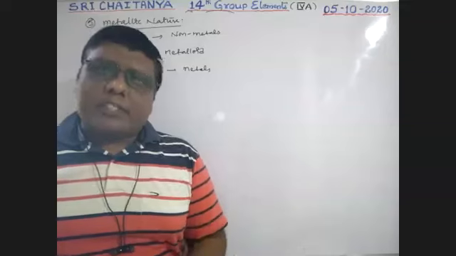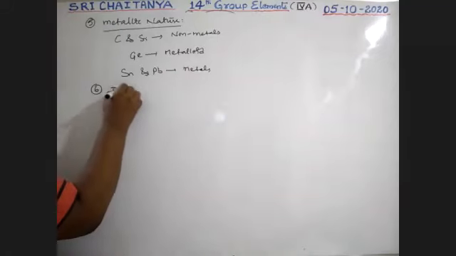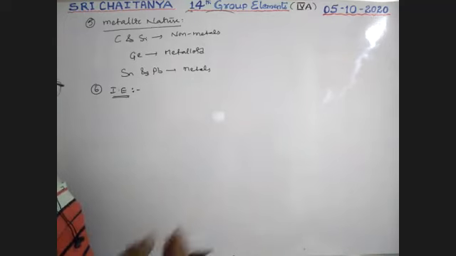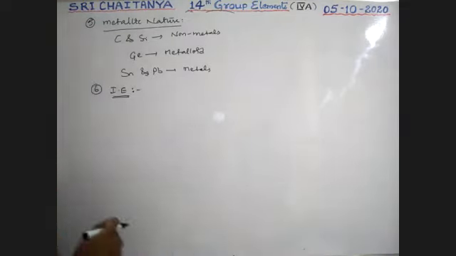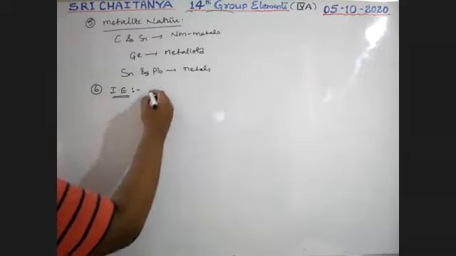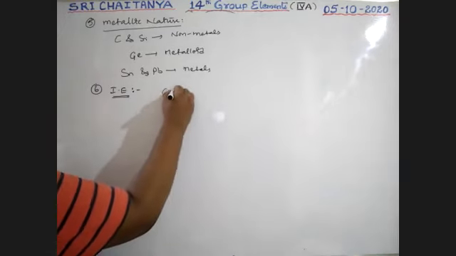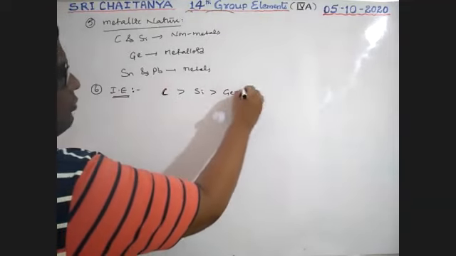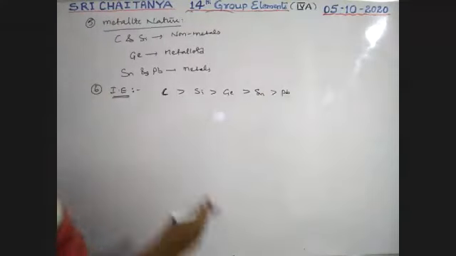Metallic nature generally increases. Now let us observe ionization energy values. Next property, ionization energy, boys. It generally decreases but the least value is for tin. What is the order? Ionization energy order is carbon greater than silicon, germanium, tin, lead. This is what we expected.